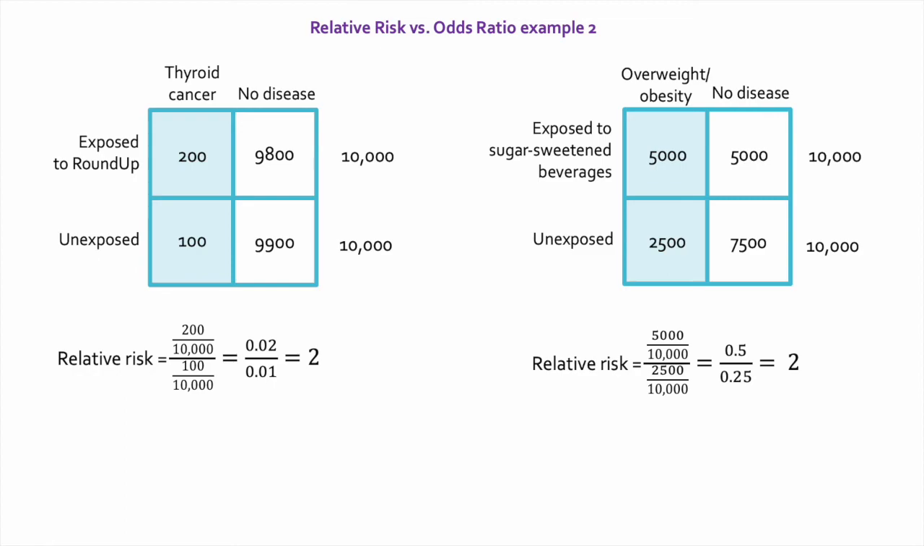For the obesity study, we divide the 5,000 people who are overweight or obese who drink sugar-sweetened beverages by the 10,000 people who drink sugar-sweetened beverages, divided by the 2,500 people who are overweight or obese who don't drink sugar-sweetened beverages out of the 10,000 people who don't drink sugar-sweetened beverages, which also gives us a relative risk of 2. The people exposed to Roundup in their drinking water were 2 times more likely to get thyroid cancer than the people without the exposure, and the people who drank sugar-sweetened beverages were 2 times more likely to become overweight or obese compared to those without the exposure.